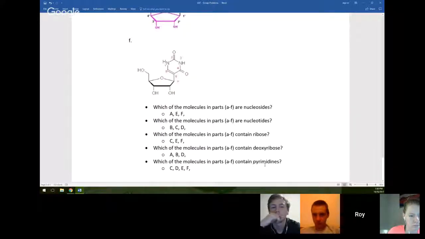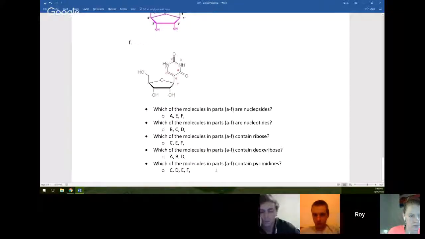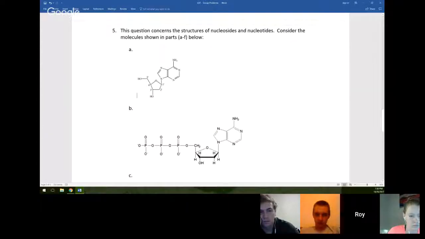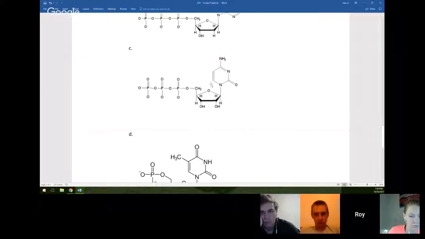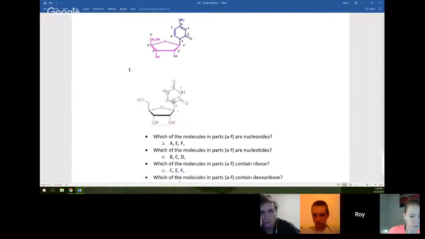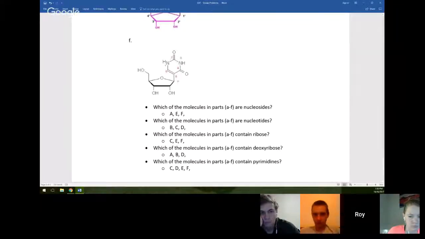And then which molecules contain pyrimidines? The trick with this one is purines and pyrimidines are different. The trick that I learned is purines are pure. They're pure as gold, like gold wedding rings. It takes 2 wedding rings to make a marriage, so these are purines with the 2 rings. That means everything with the single ring is a pyrimidine. So C, D, E, and F. And that's pyrimidines.